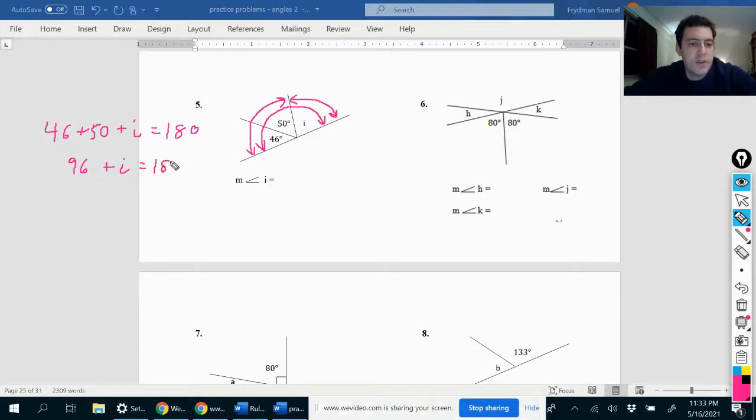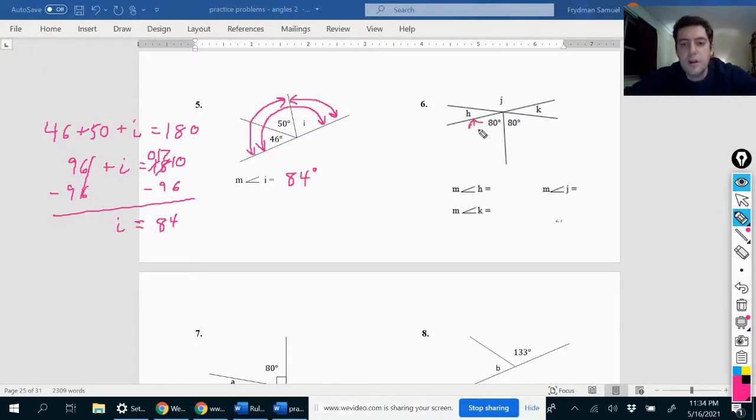Again, we've done this before. To figure that out, we would just subtract 96 from 180. So angle I would have to be, what would that be, 84 degrees, right? Can't take 6 away from 0, borrow. 10 minus 6 is 4, borrow from the 1 now. 17 minus 9 is 8, right? So I is 84 degrees.